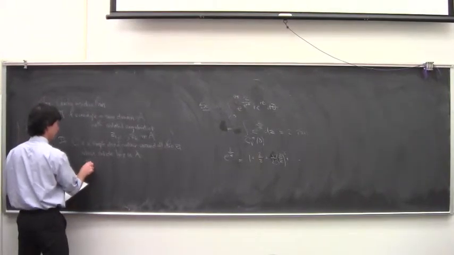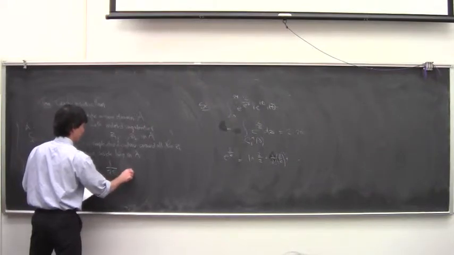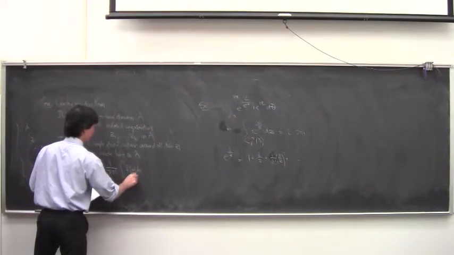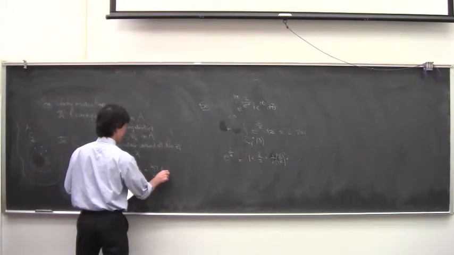Then the integral over C turns out to be just the sum of the residues at those places.